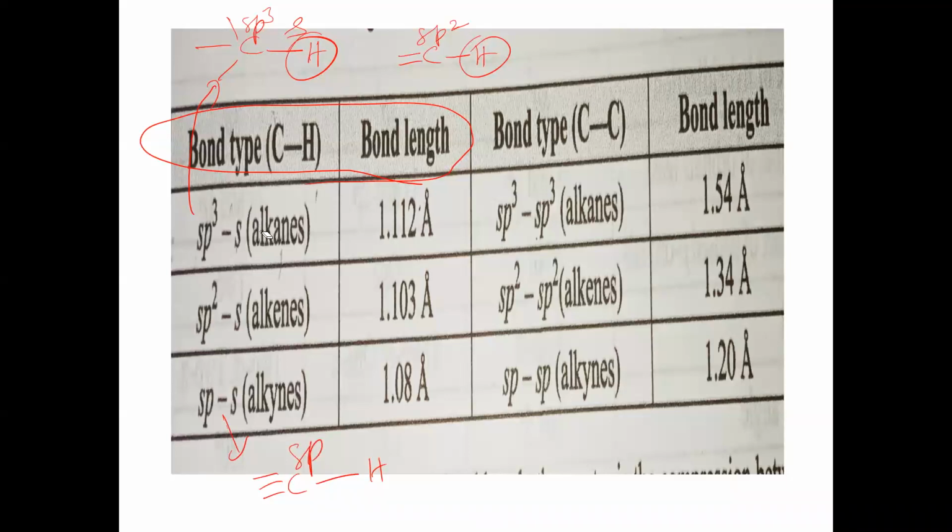In alkanes, sp3 carbon versus hydrogen bond length is greater. That means the carbon hydrogen bond length is decreasing with increase in S character. When S character increases, the bond length will be decreasing between C and H.